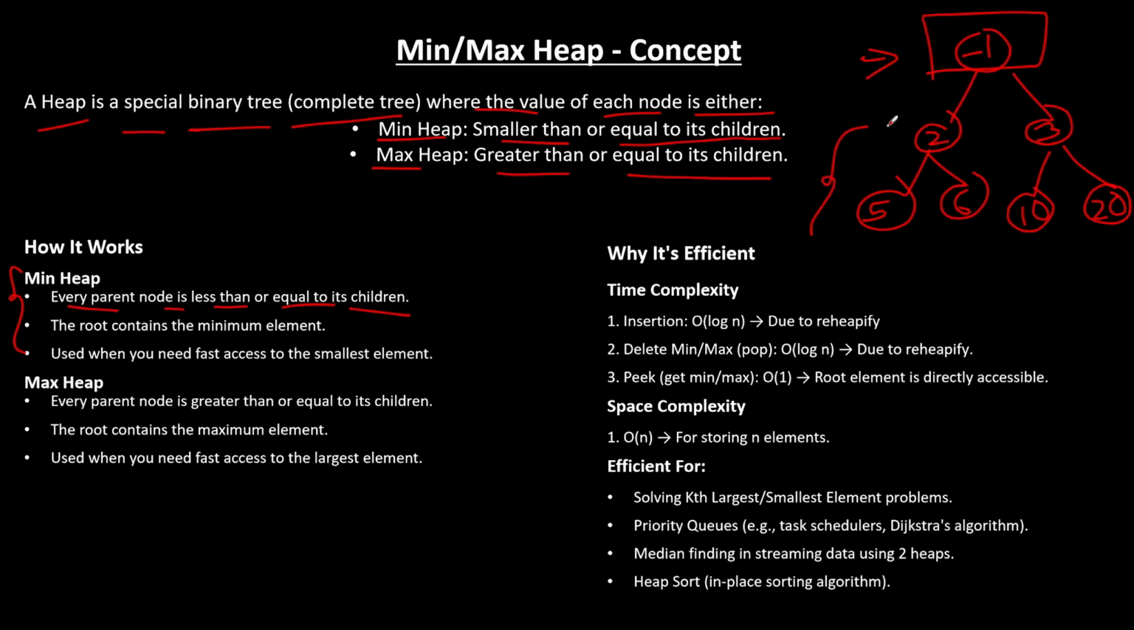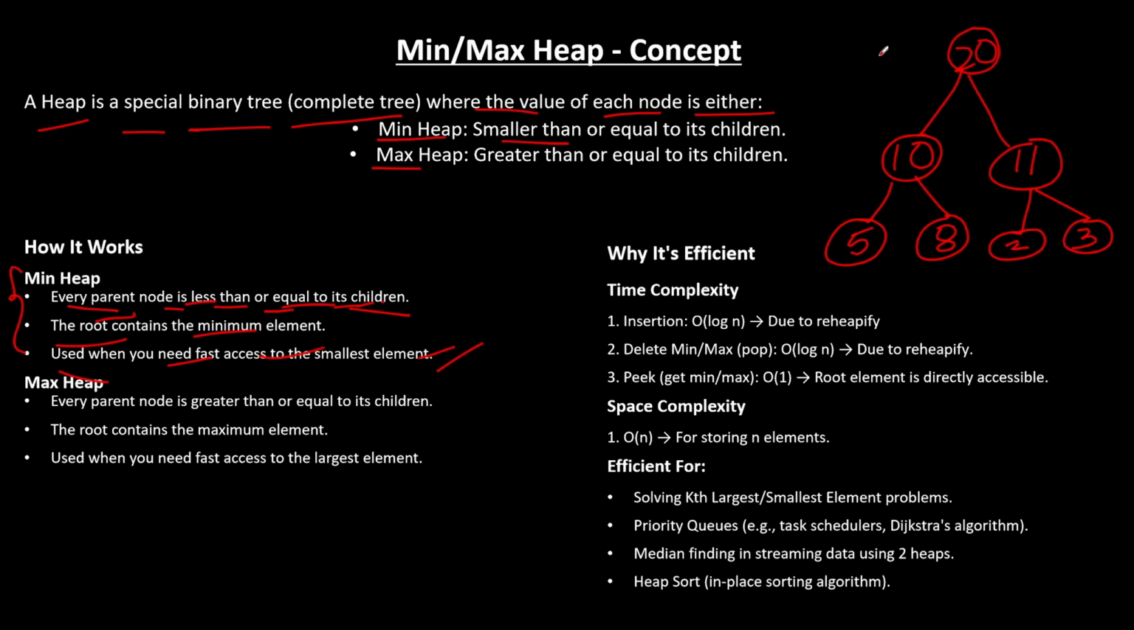2 is the parent node, and 5 and 6 are its children, and these children are greater than the parent, which is 2 here. That is what is written here: every parent node is less than or equal to its children. The root contains the minimum element, used when you want fast access to the smallest element. So basically, every parent element will be smaller than its children, and for the max heap, it will be opposite. Every parent element will be greater than its children.